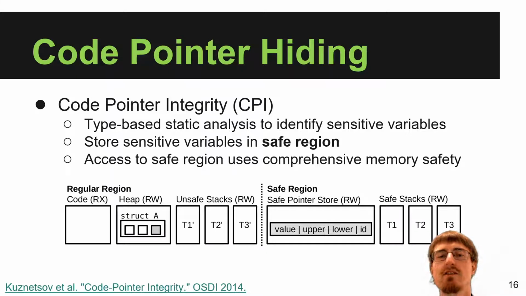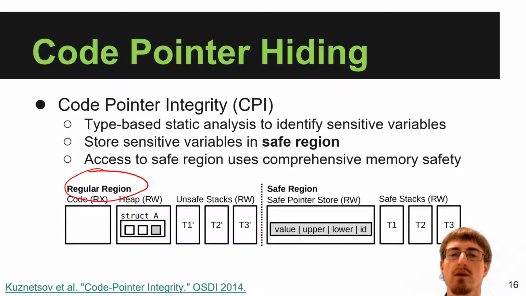Now, all the sensitive variables that we identify like this, we store in the so-called safe region. Now, the safe region is only accessed using comprehensive memory safety. So, for example, any array indexing is checked. Right? We cannot go out of bounds within the safe region. We cannot do use after free within the safe region, and so on. So now we have the address space split in parts, both the regular region and the safe region, and the way we access memory is different.